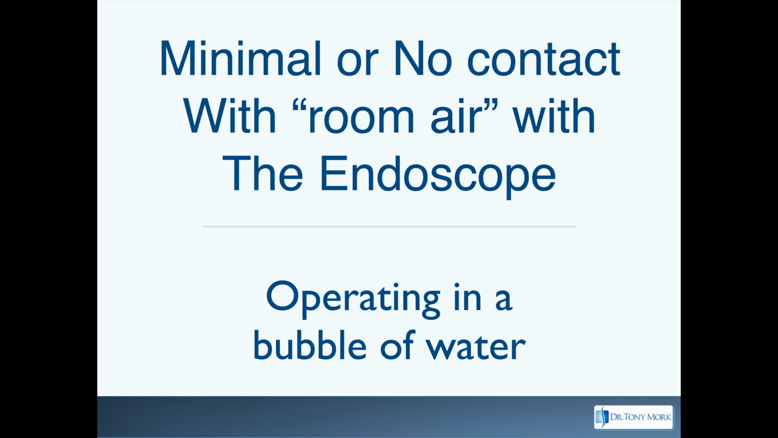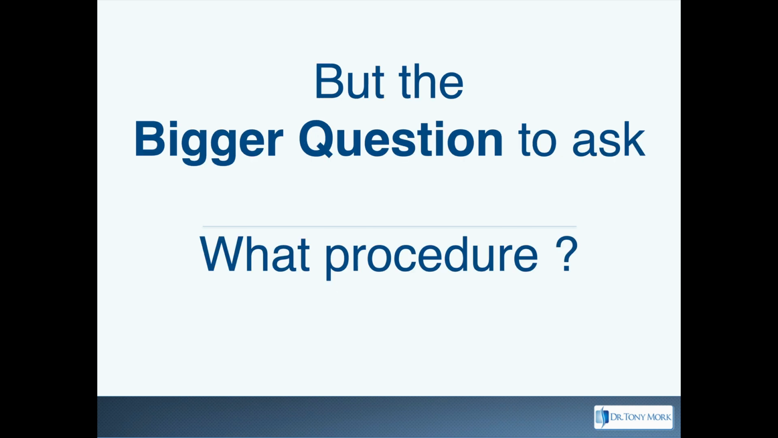The other difference is that there is minimal or no contact with room air with the endoscope. In other words, the endoscope is hermetically sealed when pushed through the skin, and there is really no room air contact with the operative site. You're operating in a bubble of water with the endoscope, whereas with the larger tubular retractors, you are in communication with room air for the surgery.